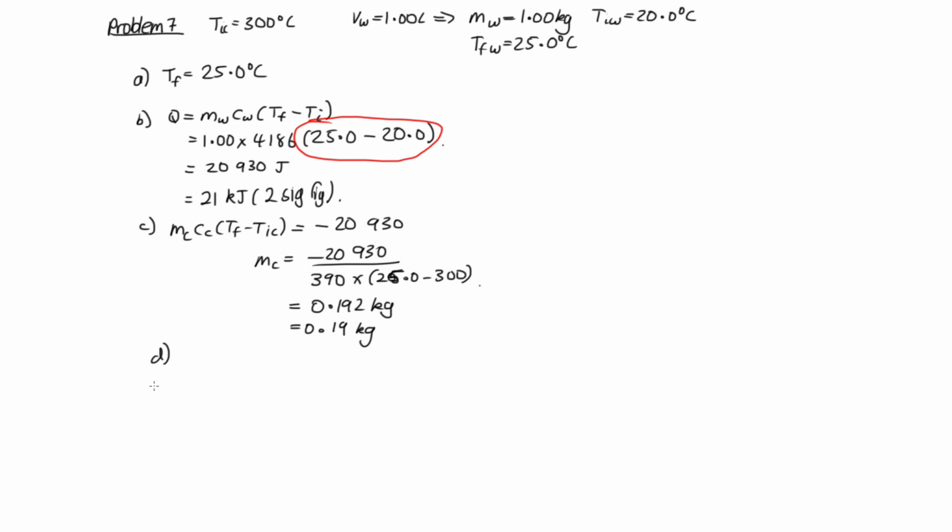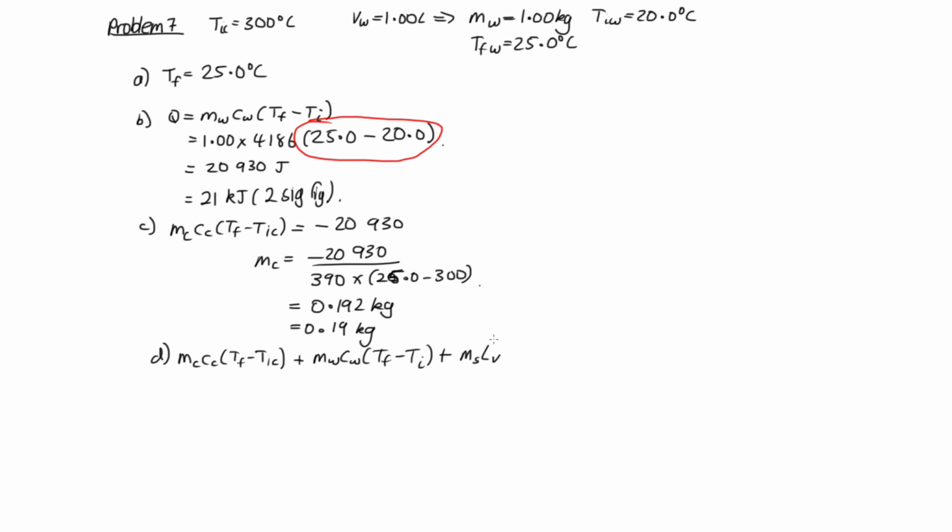Okay, part D then asks us, if 3 grams of water is converted into steam, but everything else remained the same, what would be the final temperature of the water? In this case, if we assume that no heat's lost, we've got the mass of the copper times the heat capacity of the copper times the final temperature minus the initial temperature of the copper. This is the heat which is lost by the copper, plus the heat which is gained by the water to raise its temperature, plus the heat which is gained by the steam as it converts itself to steam.